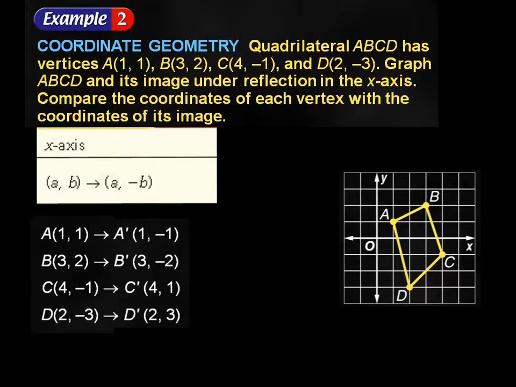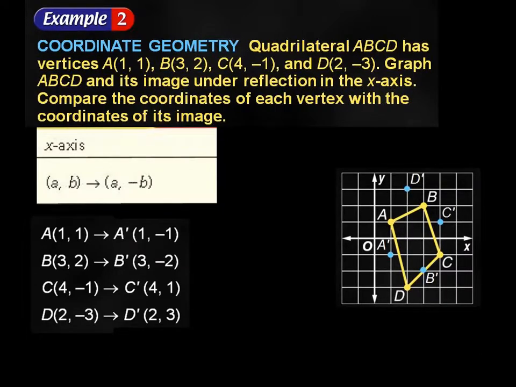(3, 2) becomes (3, -2). (4, -1) becomes (4, 1). And (2, -3) becomes (2, 3). We've already graphed our pre-image, and now we can plot the points for the image.